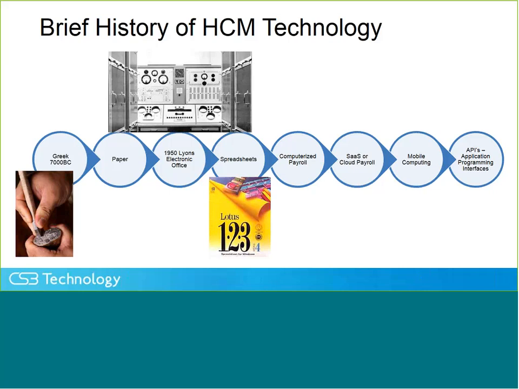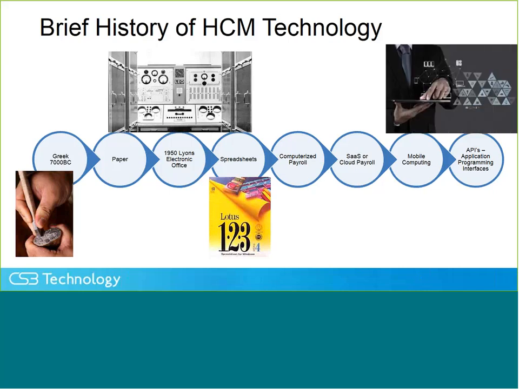And then we have our computerized payroll that developed pretty quickly after that. And then now, all of these things, the last kind of three, are really what's current and what's in the future of what HCM payroll is going to look like. So we have our SaaS or cloud payroll. Mobile computing is a huge thing right now, and then APIs, which is what we're going to talk about in just a little bit.